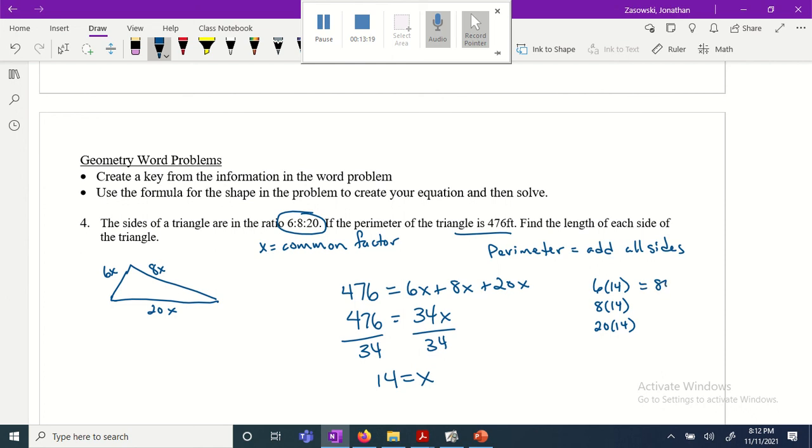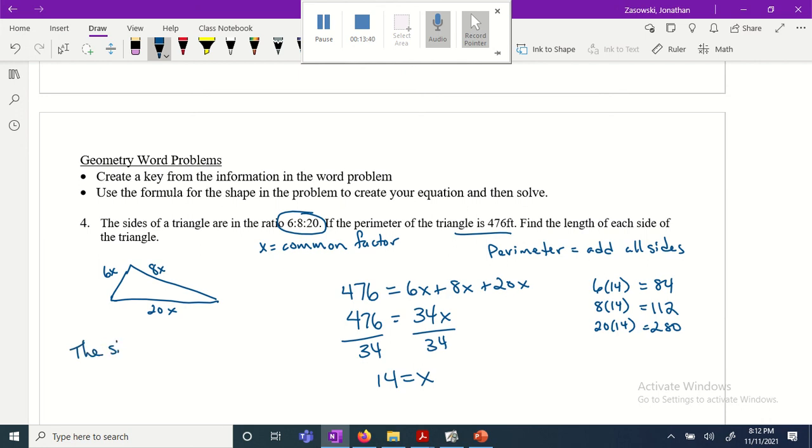So the first one's equal to 84, okay, 112, and 280. And then you can go ahead and check if you add them together. Do you get 476? All right. And then we can answer our question. We can write our statement.